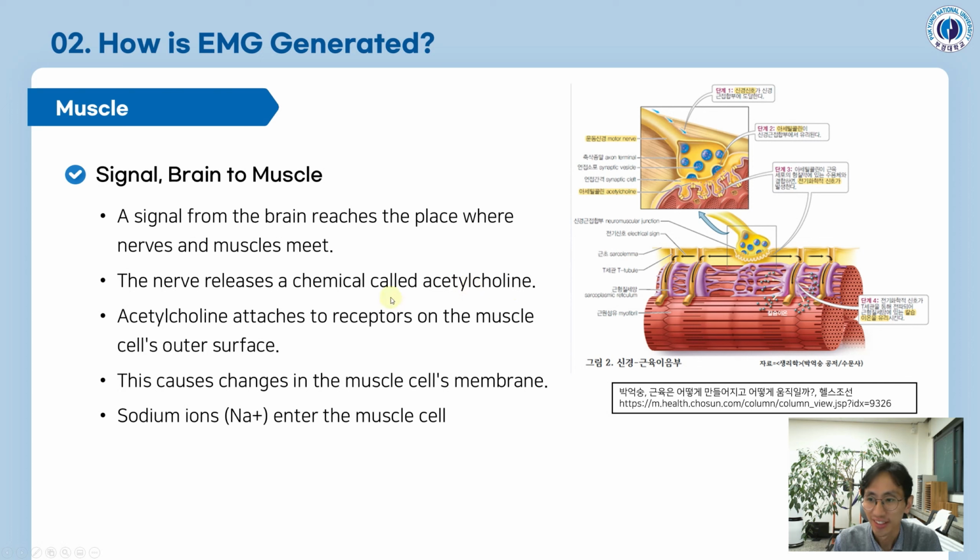Acetylcholine. The nerve releases a chemical called acetylcholine, and this acetylcholine attaches to receptors on the outside surface of the muscle cells. So these chemicals come from here to inside, and this causes changes in the muscle cell membrane.